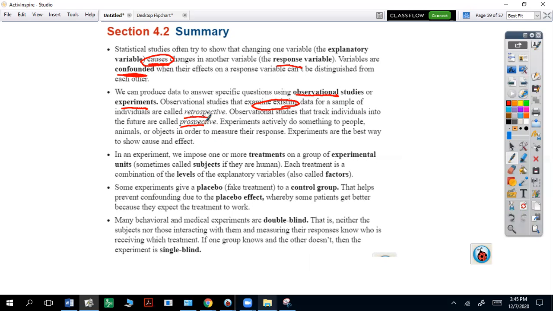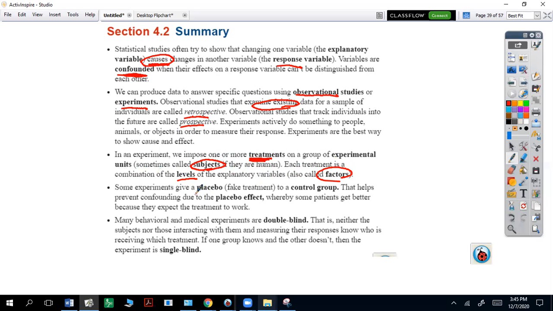Retrospective is using past responses to see what's going on with the data. And prospective is tracking individuals into the future to see if something occurred from their data. In an experiment, we have treatments. Treatments are sometimes imposed on experimental units, which we often call subjects, a lot of times if they're people. Each treatment has a combination of the levels of the explanatory variables, also called factors. So usually we see subjects, factors, and treatments when we're talking about those.